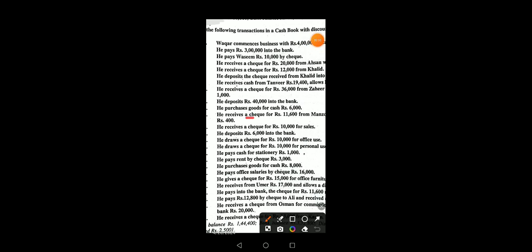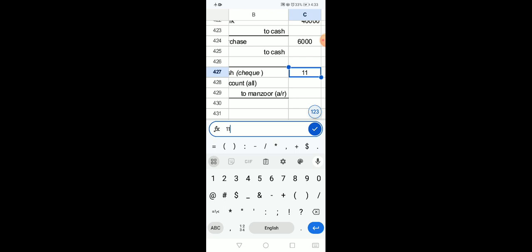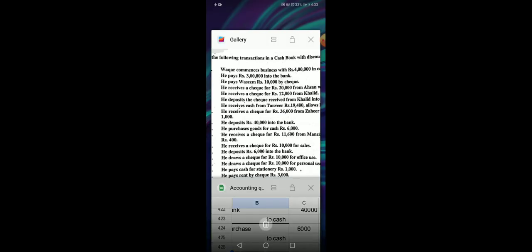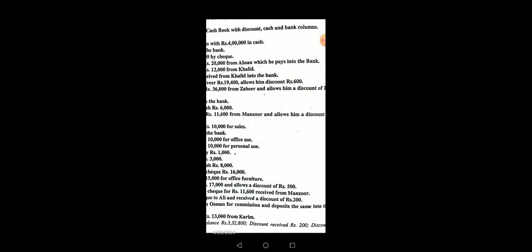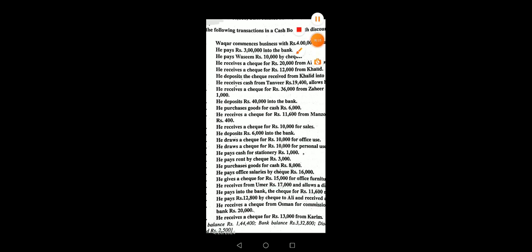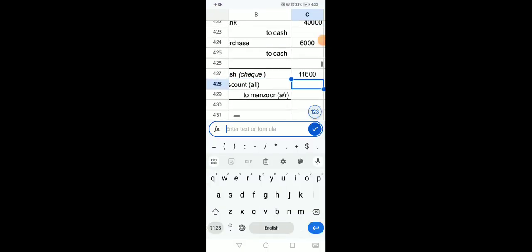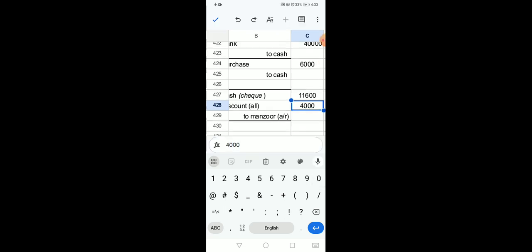Amount of check is 11,600. So you will write 11,600 in front of check. And I'm telling you again, we do not write check in accounting. In place of check, we have used the word cash temporarily. So 11,600 was the amount of check, and the amount of discount is being mentioned over here. Amount of discount is 400. So you will write the discount amount which is debited, amount is 400.